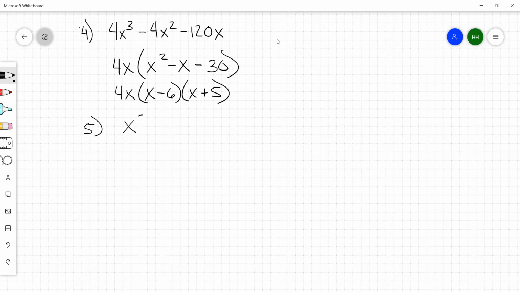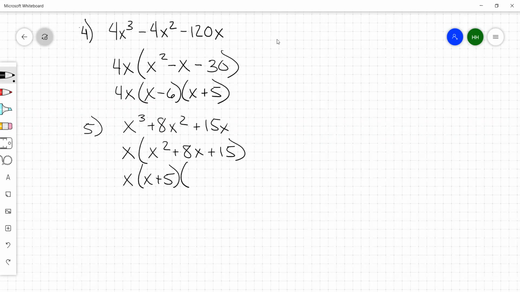Same directions for 5. I'm factoring out an x first, so we get x squared plus 8x plus 15. I'm going to say that's a 5 and a 3. So we got x times (x plus 5) times (x plus 3).